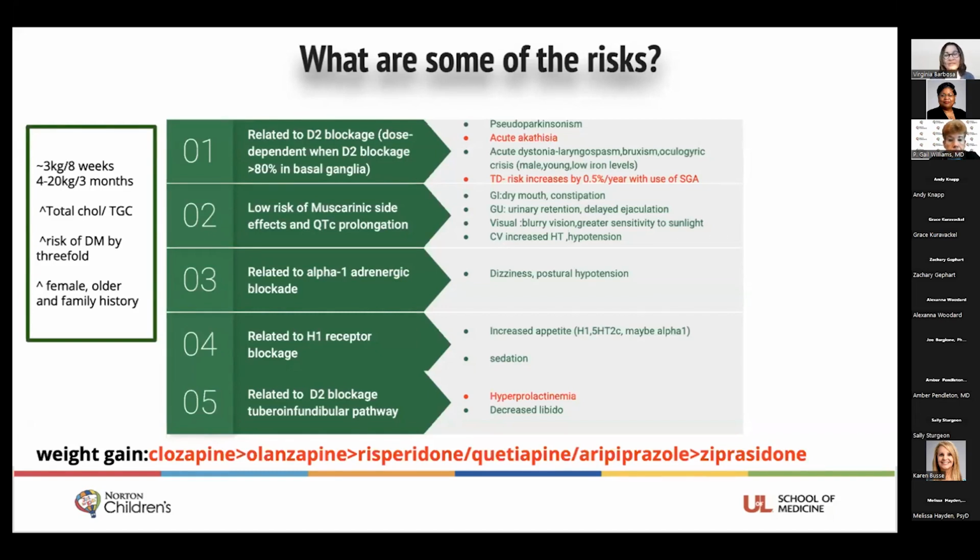There's low risk for muscarinic side effects, but still present and can aggravate some of the baseline conditions like constipation, risks related to orthostasis and postural hypotension, risks related to H1 receptor blockers, and more importantly, if we're talking about risperidone, hyperprolactinemia. I put a list of the weight gain so we can have a sense that olanzapine and clozapine are the highest ones, and Geodon is actually the medication that is considered, I'd say, weight neutral.